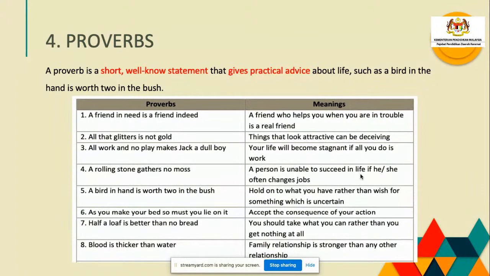So, bolehlah familiarize yourself. My keyword today is the word familiarize. Okay? Familiarize yourself with these proverbs. Okay? Kadang-kadang you jumpa dalam buku, kadang-kadang you jumpa dekat posters, kadang-kadang you jumpa dekat dalam TV, dalam advertisement. So pay attention to what is happening around you. Okay? So dah habis question 1 until 8.